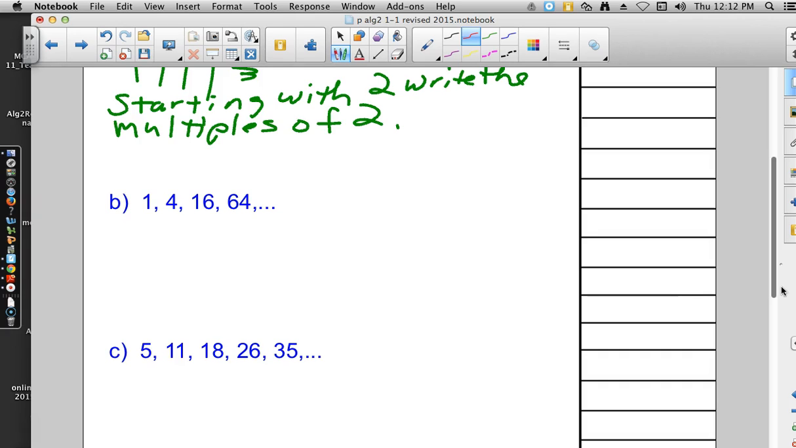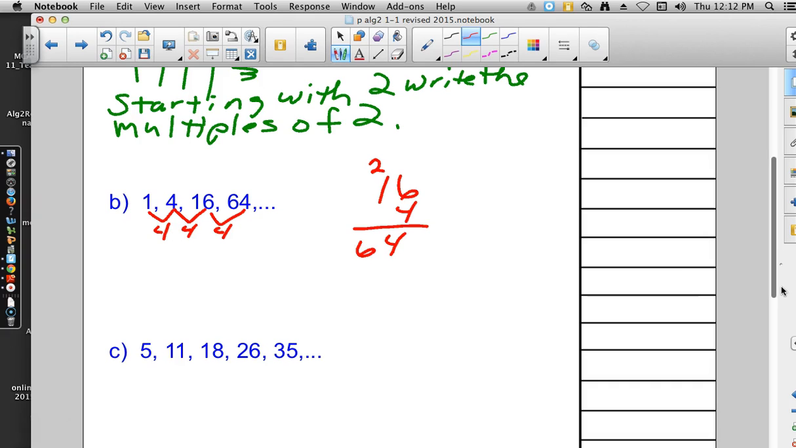I started thinking, well, it's not adding by 3. The numbers are going up, so I would try addition first. That's not consistent here. They're not always adding 3. But if I multiply 1 times 4, I get 4. And if I take 4 times 4, I get 16. And if I take 16 times 4, look at that, I get 64.